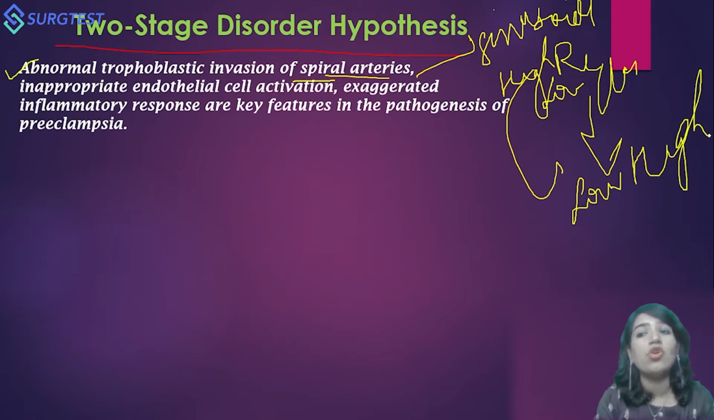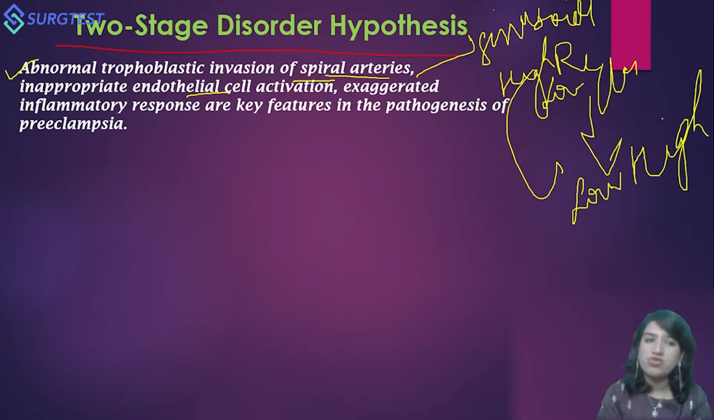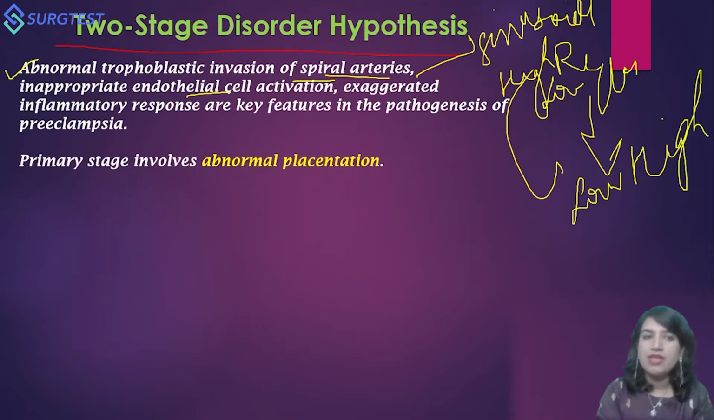This is what happens in a normal pregnancy. But when there is an abnormal trophoblastic invasion, there is an inappropriate endothelial cell activation, there is exaggerated inflammatory response, and these all are the key features in the pathogenesis of preeclampsia. So this conversion of spiral arteries from a high resistance low flow system into sinusoids of low resistance high flow does not take place in preeclampsia. So what is the primary stage in this two-stage disorder hypothesis?